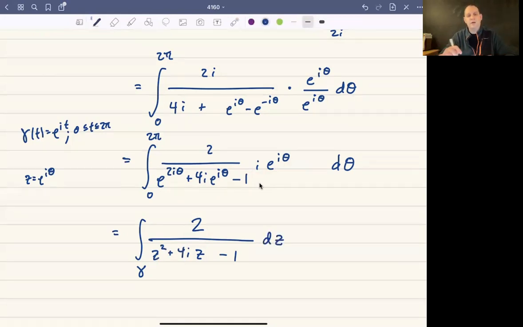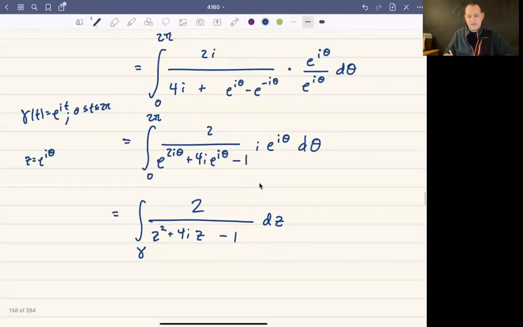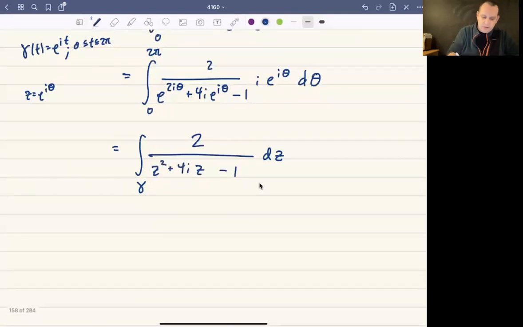So in other words, think about going in the other direction. When you evaluate this integral, you always compute f of gamma times gamma prime. This is the gamma prime that we need to undo. So hopefully that makes sense where all those pieces go. And then this is the integral of 2 over z squared plus 4iz minus i. And again, we're integrating over gamma.